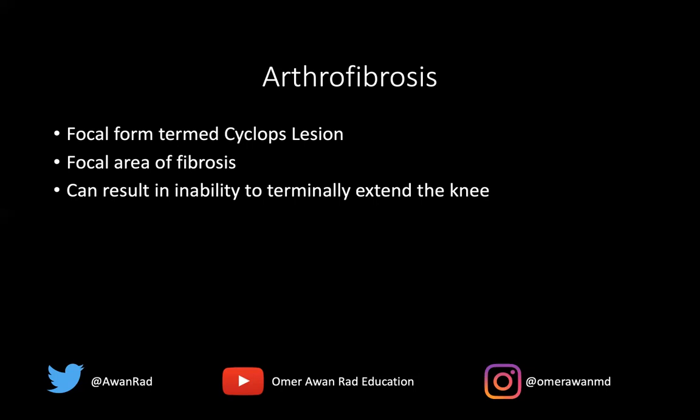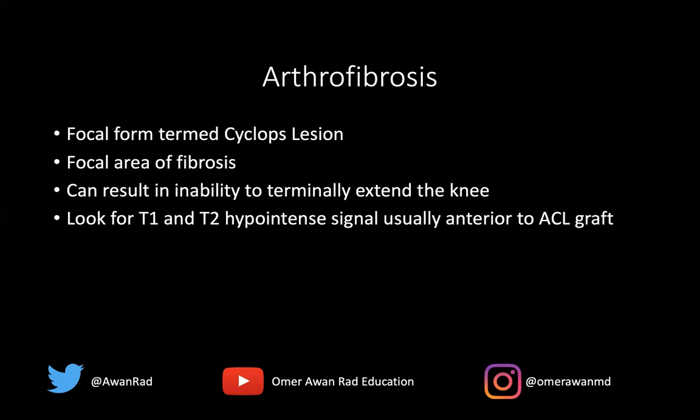And that's often what brings them to the primary care physician or the orthopedic surgeon, and then eventually to have an MRI examination to confirm or refute the diagnosis of arthrofibrosis. And the key imaging features for arthrofibrosis is looking at both the T1 and the T2 and looking for dark signal because fibrotic tissue is often dark on MRI, looking for dark signal on both T1 and T2, typically anterior to the ACL graft. That's the most telling imaging finding of arthrofibrosis.